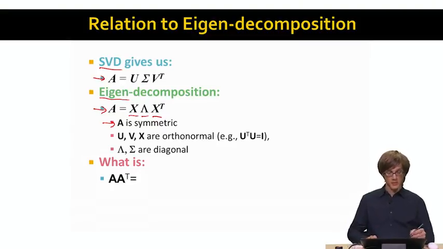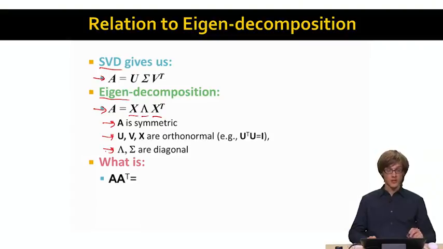And then both in SVD and eigenvalue decomposition, all the matrices are column orthonormal, which means that columns are orthogonal to each other and have unit length. And in both cases, U, sigma, and lambda are diagonal matrices. So now the question is, what is the correspondence between singular value decomposition and eigen decomposition?